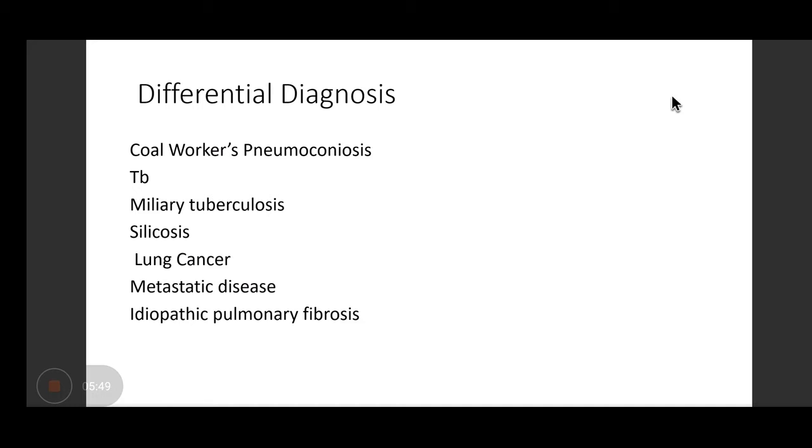So the other one is miliary tuberculosis. This will also show nodularity on X-ray, but it can also affect other sites. Can you name other sites where tuberculosis will disseminate? So it can also go to spleen, liver, bones, lymph nodes. Yes. So first we discussed TB and miliary TB, and the other differential will be silicosis.